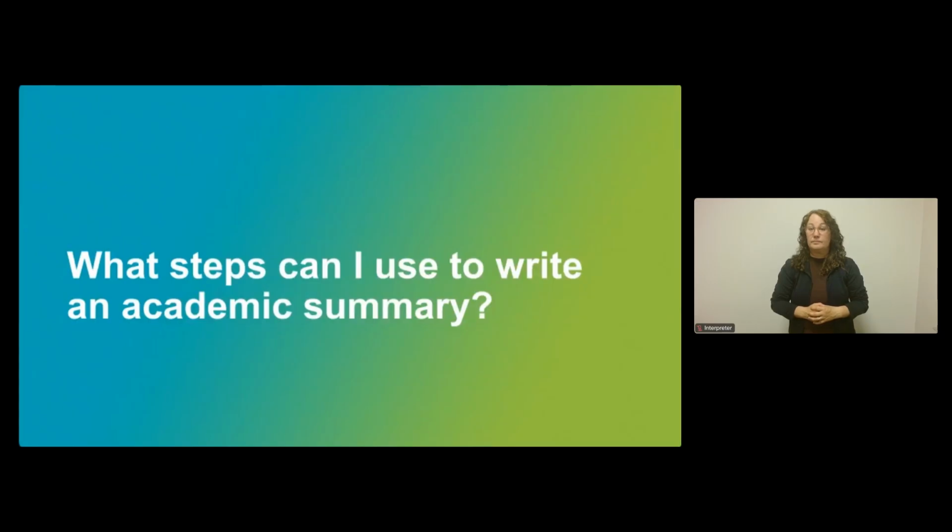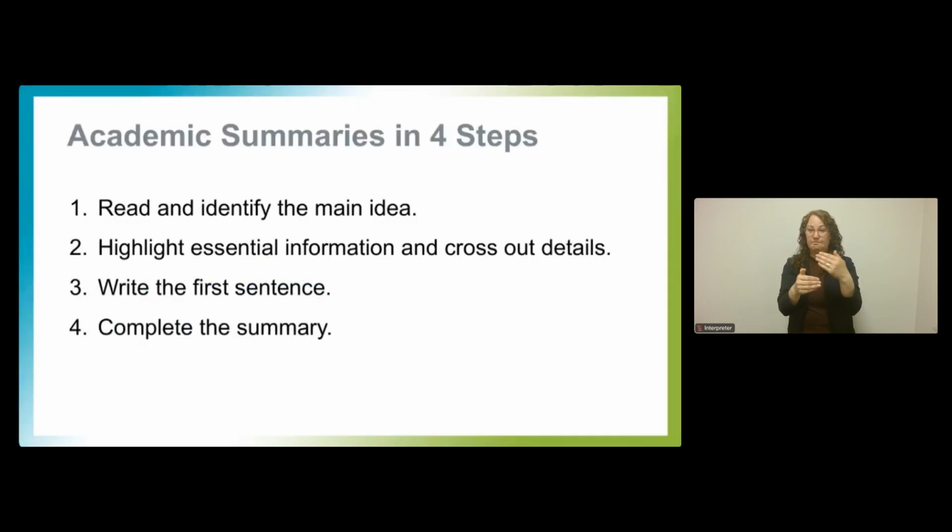And finally, what steps can I use to write an academic summary? So for this part of the presentation, we will be using an example text, and we will follow 4 steps that you can use to write an academic summary. The 4 steps are, number 1, read and identify the main idea. Highlight essential information and cross out details. Write the first sentence and complete the summary.